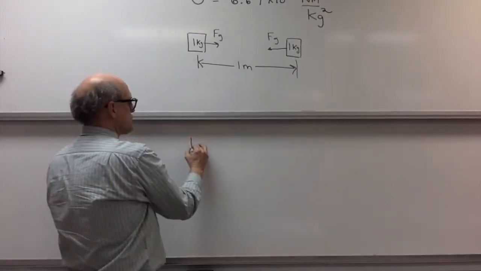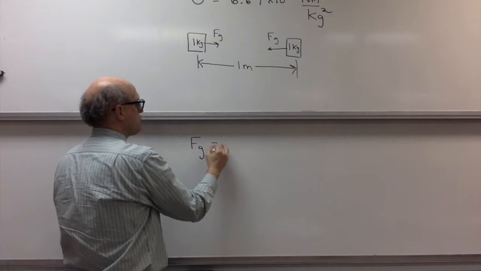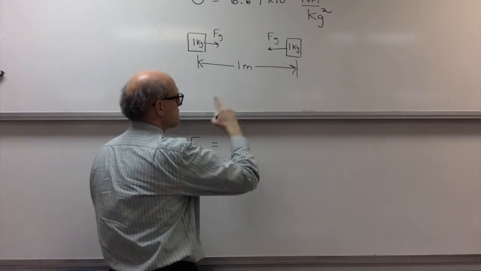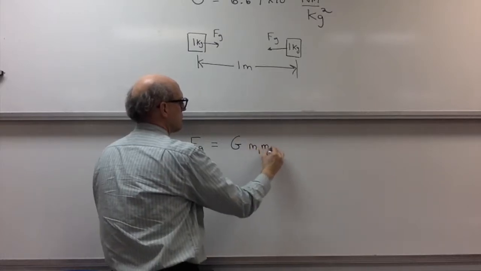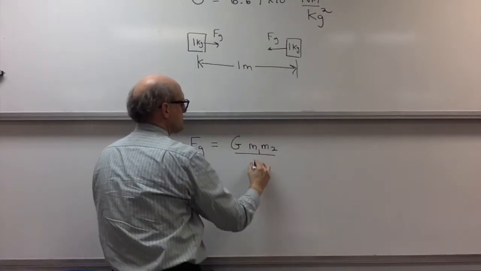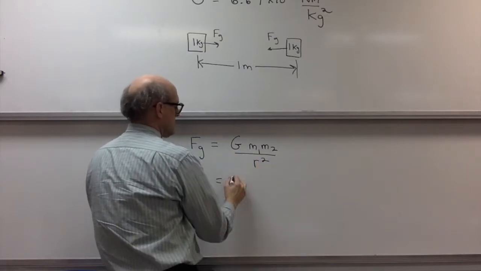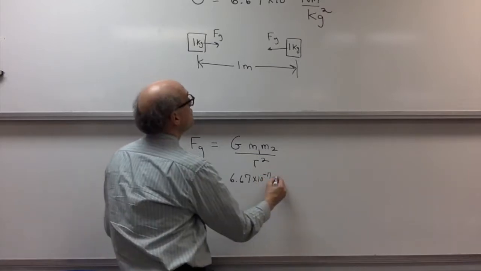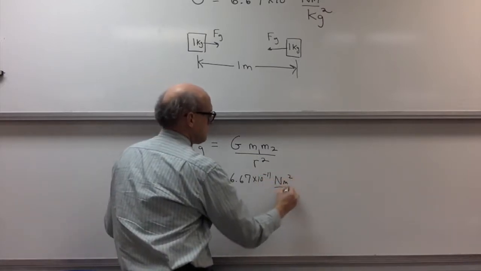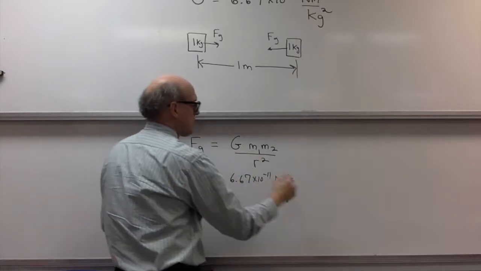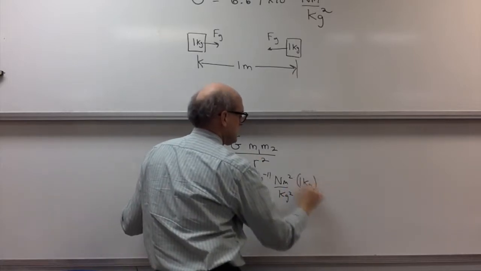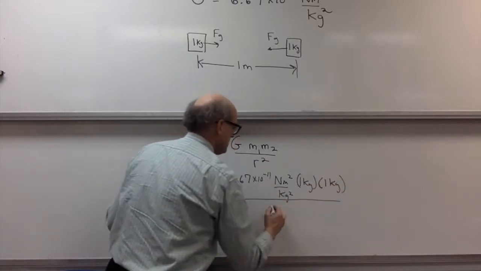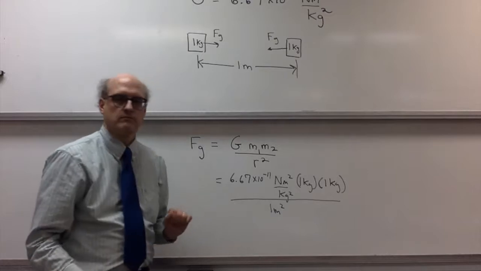So, using Newton's universal law of gravitation, we have that Fg, let's go to capital G. We have the two masses, and we have the center-to-center distance. So we take 6.67 times 10 to the negative 11 Newton meters squared per kilogram squared. M1 is 1 kilogram. M2 is 1 kilogram. All divided by 1 meter squared.